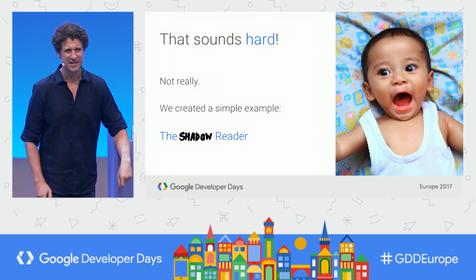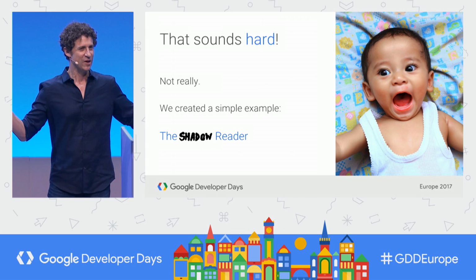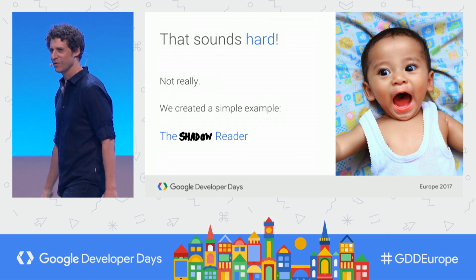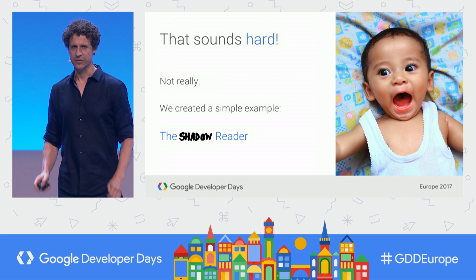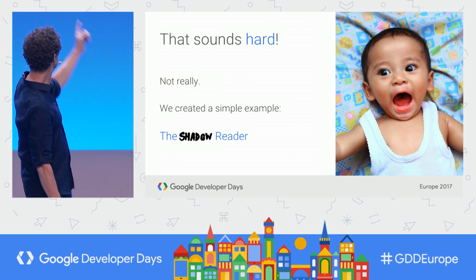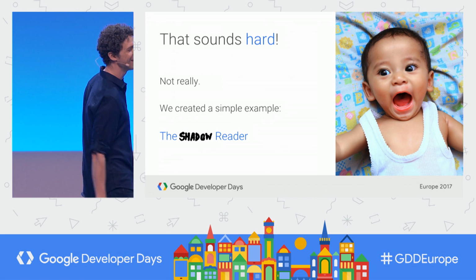It sounds kind of hard, right? I've got to learn two new things, PWA and AMP. I can't do that. I don't have time. Well, actually, it's not as hard as it sounds. And to prove that, we've created a simple example called the Shadow Reader. Whenever I say shadow, I'll say it like this typeface over here, the Shadow Reader, because I have no shame.